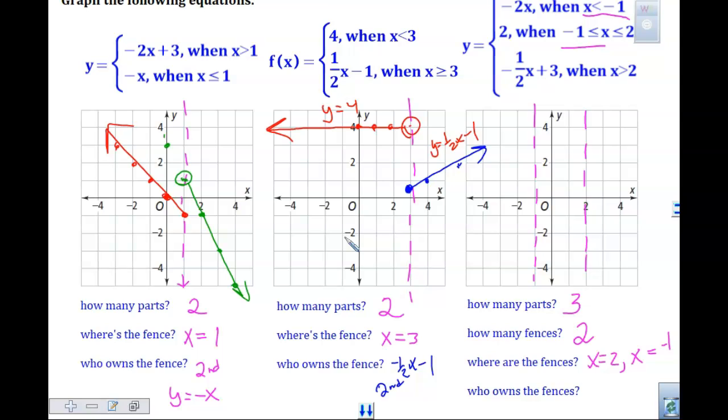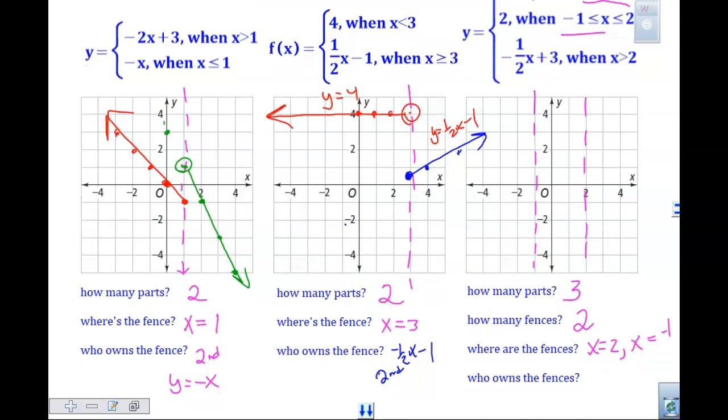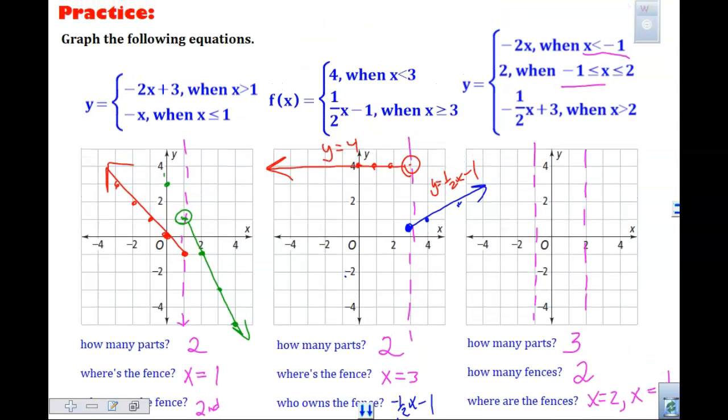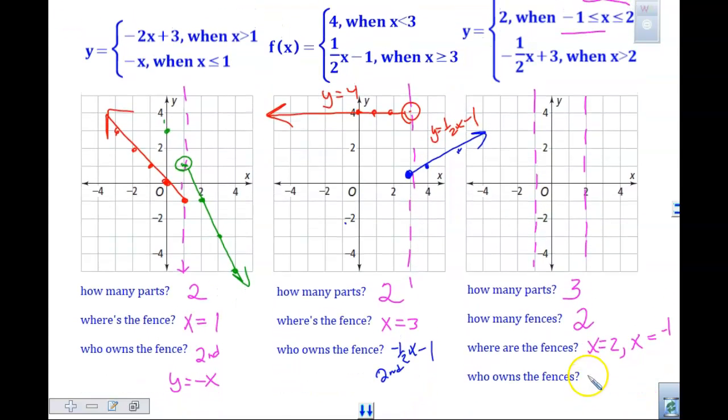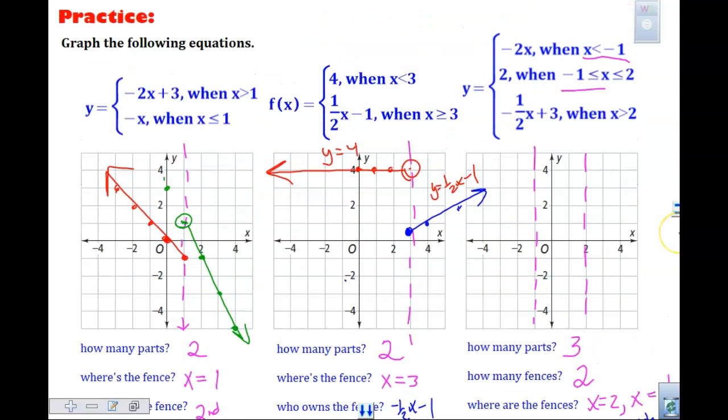The first time you're thinking about these, it's always like, oh, this one, the slope is 0. Here, the slope is 1/2. Okay? Try the last one, please, on your own. Who's owning the fence? The first equation owns the fence, and the second equation owns the second fence, right? So if we are looking at who owns the fence, it should be the first and the second, depending. So try it.